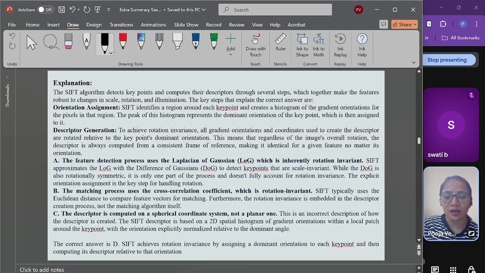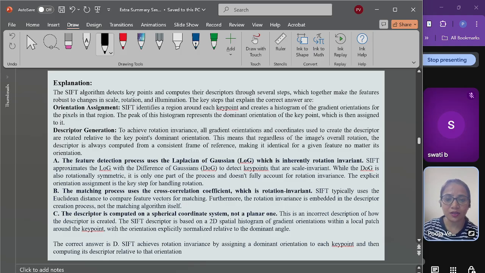In the next option, the matching process uses the cross correlation coefficient, which is rotation invariant. SIFT typically uses the Euclidean distance to compare feature vectors for matching, not cross correlation. So the rotation invariance is embedded in the descriptor creation, but not in the matching algorithm itself. The next option says the descriptor is computed in a spherical coordinate system, not a planar one. This is also an incorrect description of how the descriptor is created.